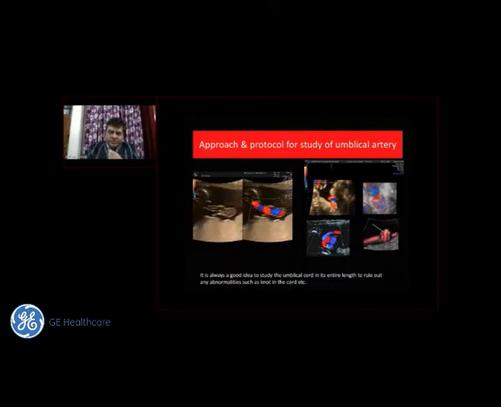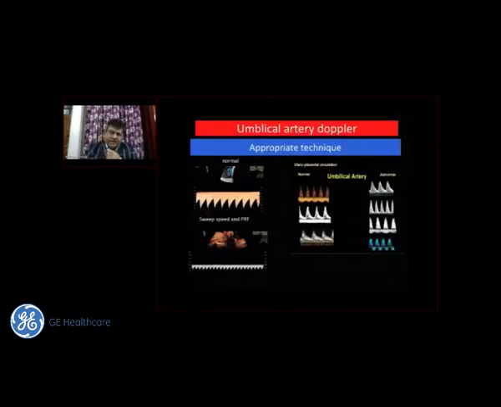It is always a good idea to study the umbilical cord in its entire length to rule out any abnormalities such as a knot in the cord. Please remember, it is the knot in the cord which can be very, very tricky. And therefore, it is always good to move your transducer a bit, look at the whole length of the umbilical artery, and try to be careful about that.